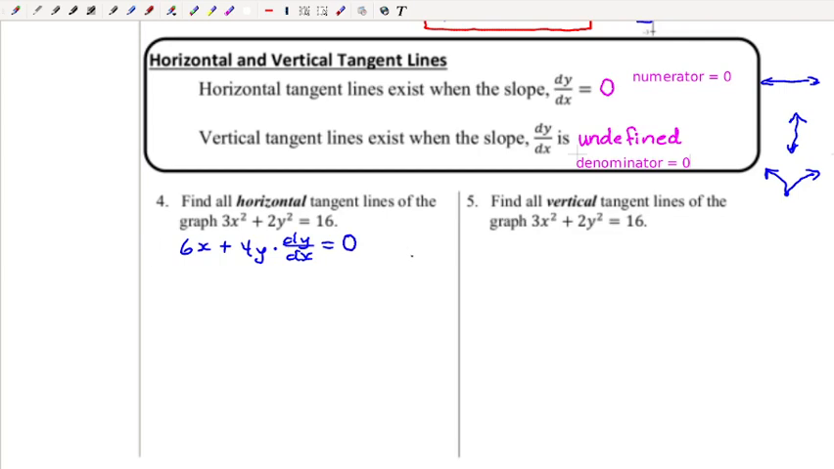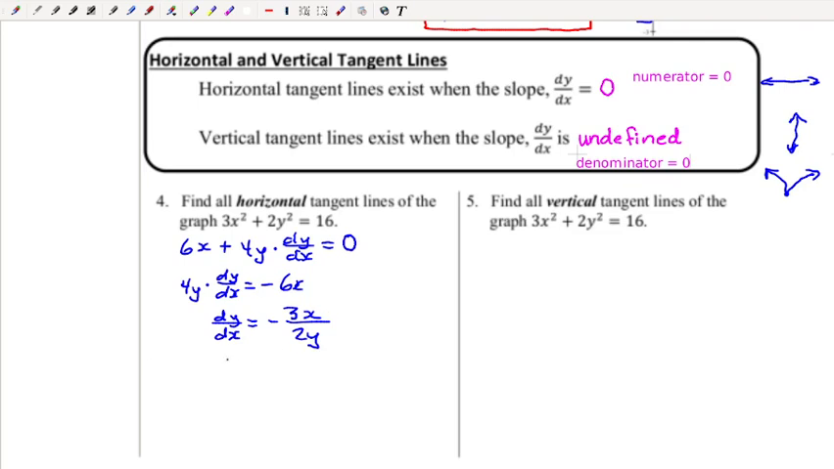And to solve this, we need to solve for dy/dx. I'm going to subtract the 6x to the other side. So I've got 4y times dy/dx is equal to negative 6x. And divide out the 4y. That gives me dy/dx equals negative, simplifying 6 over 4, 3x over 2y.